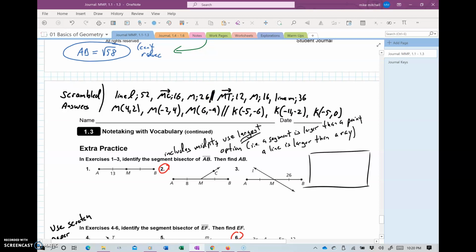Those lines are supposed to separate the answers. These are the first three, 1 to 3, 4 to 6, and so on. So answer these. Notice segment bisector includes midpoints. Most books don't call a segment bisector a midpoint. This one does. Always use the largest option, i.e. a segment is larger than a point, a line is larger than a ray, so use your largest option. Number 2, identify the segment bisector.